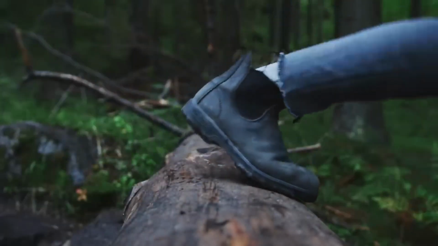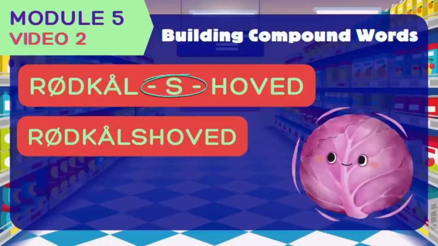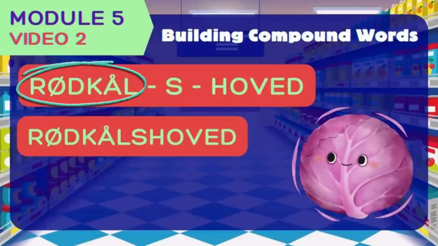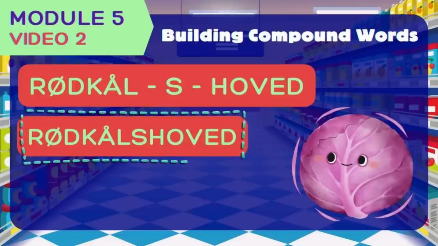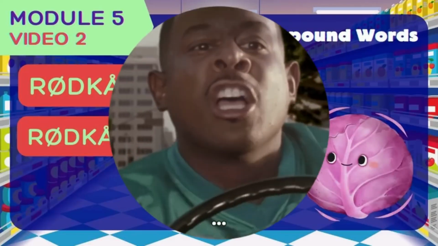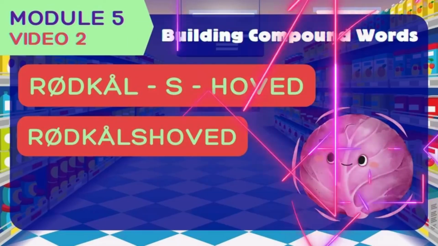Compound words, however, are not just connected by the letter E. Sometimes it might be a letter S. Like this example. A cabbage. A red cabbage, that is. Rødkål. And a head. Hoved. Kind of a funny word in itself. A red cabbage head. The head of a cabbage. Okay, we know what it means. That's an awful word to say. I'm sorry that I chose that example, but you get my point, right?